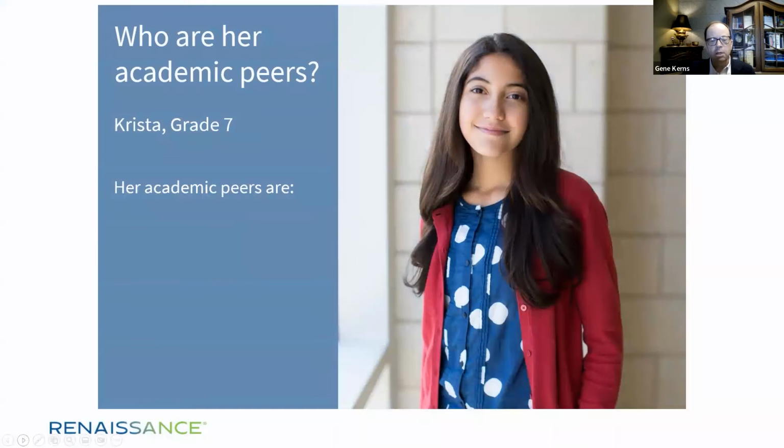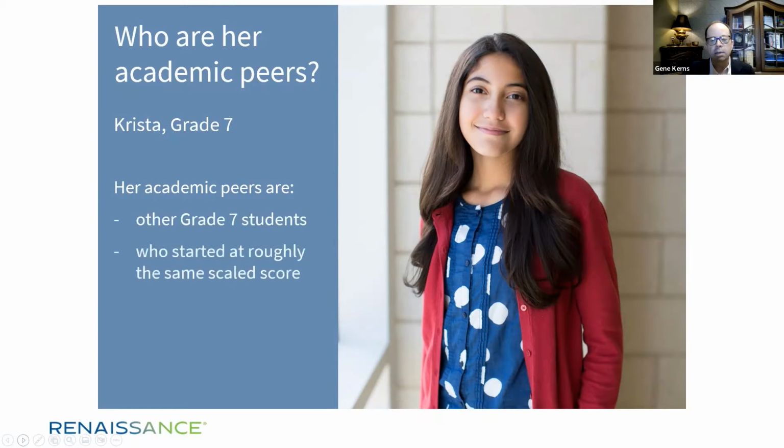So we've been working through an example with this student, Krista. She's in grade 7, and we know that in SGPs, as we discussed in a prior video, we compare her to her academic peers. And at that point, I gave you the first two elements that always apply to academic peers. They are always students that are in the same grade level, and they are always students who started out at roughly the same scale score point. So other kids who started out where Krista started. That's the two required elements.